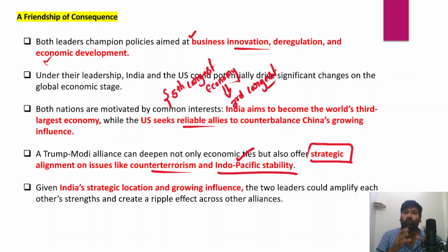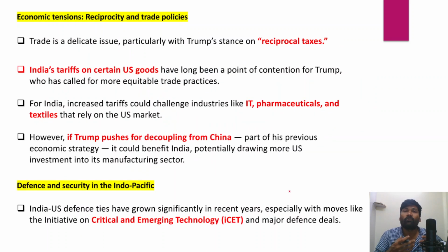And in fact, we all know that India is located in a strategic location in the Indian Ocean, and India's influence in recent times has also been growing, and India is also able to withstand Chinese pressure. So in this backdrop, these two leaders could further amplify each other's strength, and they can create a ripple effect across the other alliances also. Therefore we could say that this is going to be a good beginning in the flourishing of India-US ties.